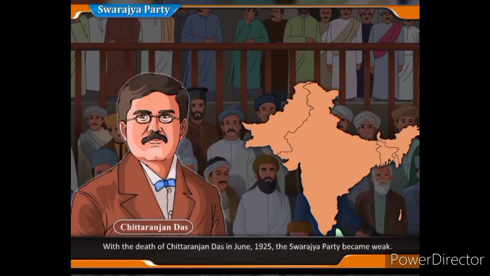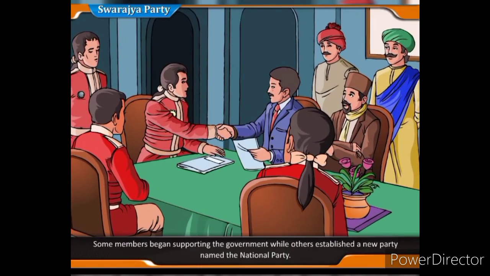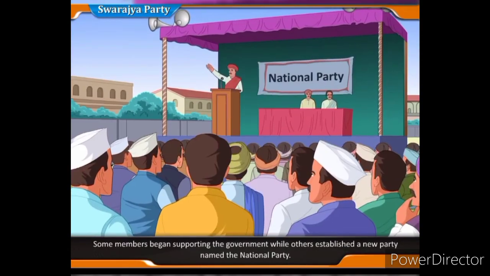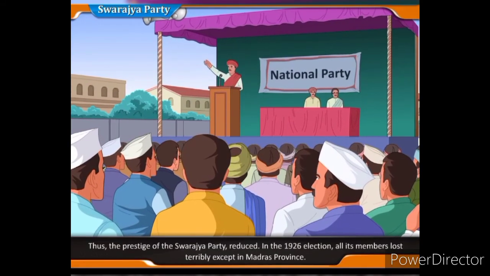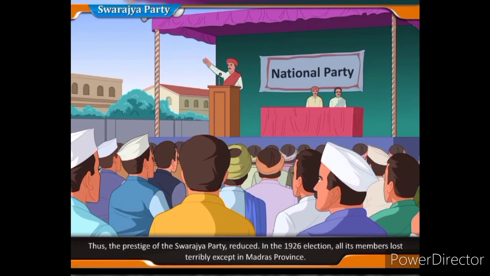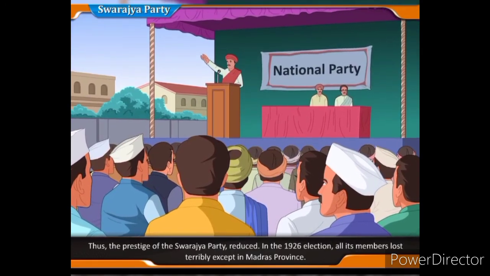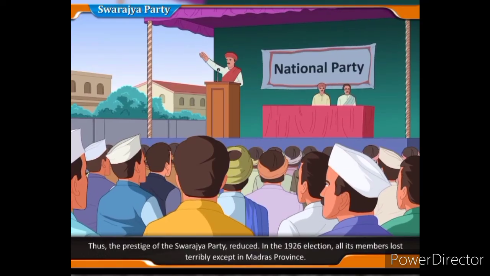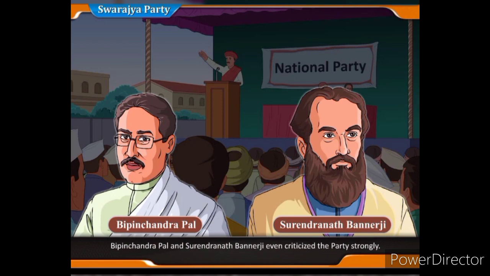With the death of Chittaranjan Das in June 1925, the Swaraj Party became weak. Some members began supporting the government, while others established a new party named the National Party. Thus, the prestige of the Swaraj Party reduced. In the 1926 election, all its members lost terribly except in Madras province. Bipin Chandra Pal and Surendranath Banerjee even criticized the party strongly.